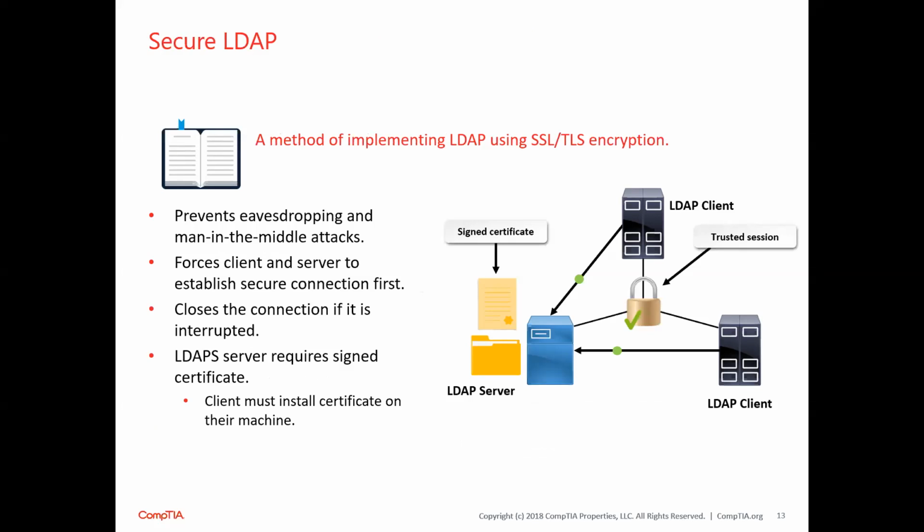We can also implement secure LDAP, which is the method of implementing LDAP using SSL and TLS encryption. By default, the Lightweight Directory Access Protocol does not protect the communication; everything is in clear text. So you can take advantage of secure LDAP, or SLDAP, to secure the communication between client and server, and server to server. Of course, secure LDAP requires you to implement a digital signature as well as a certificate.